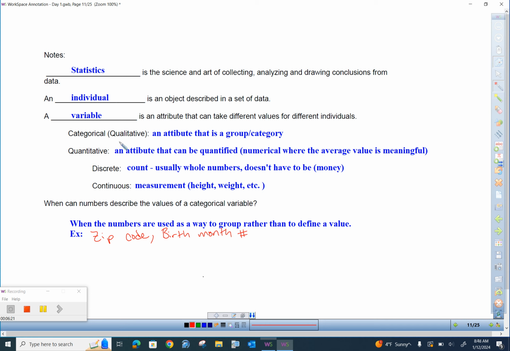Now, one thing I added here is this word. Sometimes you'll hear me refer to categorical as qualitative. It's another way to describe it. Your book uses categorical, so on Sapling you're only going to see this version, but you may hear me say qualitative instead. You are welcome to use either.